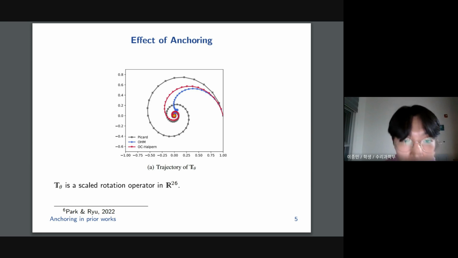You can see that the Halpern iteration shows more robust convergence, and also it converges faster than the Picard iteration. And this is due to the anchoring mechanism. As I said in the previous slide, the anchoring mechanism pulls the iterate toward the starting point, which is (1,0) in this example, and it shows some valid acceleration in this scaled rotation operator.